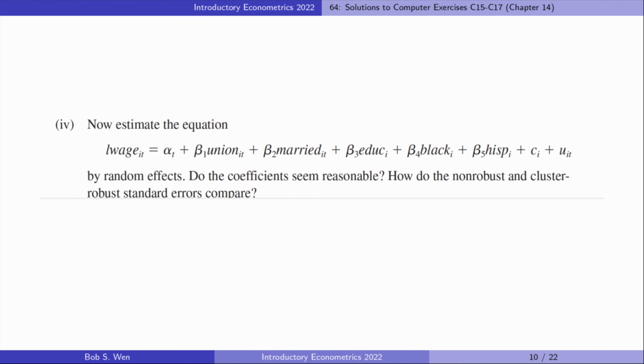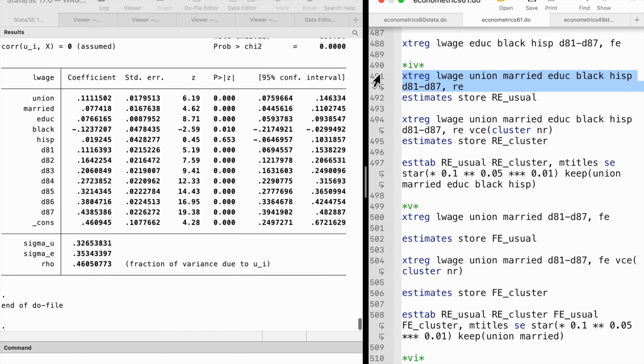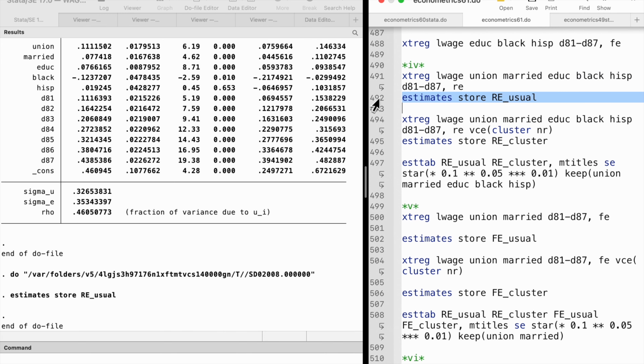In Part 4, we estimate the equation by random effects. Do the coefficients seem reasonable? How do the non-robust and cluster-robust standard errors compare? We estimate the model by random effects with usual standard errors and cluster-robust standard errors.